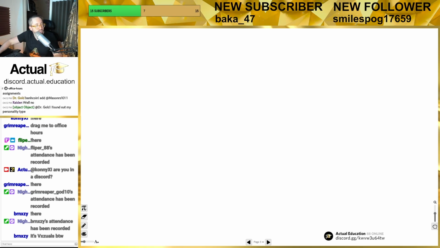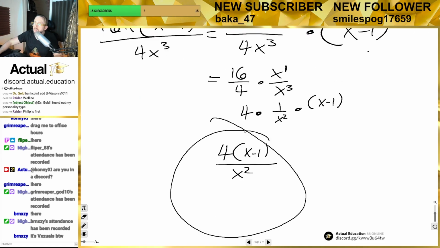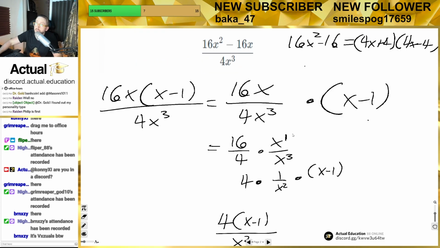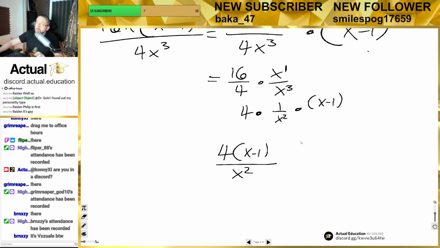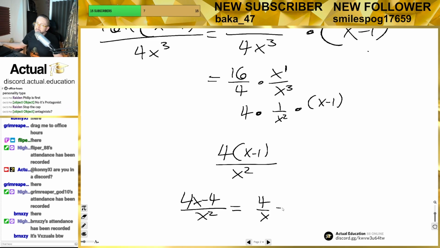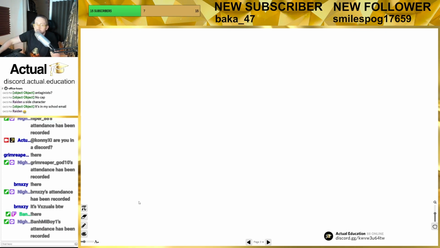Wait, what did we get as the final answer for the one that we did for Mason? I don't think that's correct. What do they say the answer is? You have to distribute it, you have to FOIL it. They want you to distribute that? They want 4x minus 4 over x squared. Well, technically this is 4 over x minus 4 over x squared. I mean, this is what I would consider the simplest. Yeah, that's what the thing said. Good, you're good for checking me. Simplest is kind of an opinion sometimes.